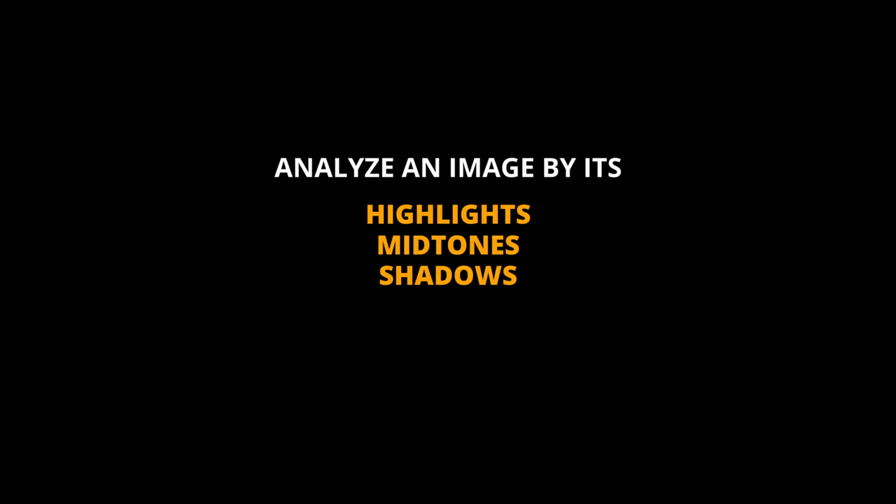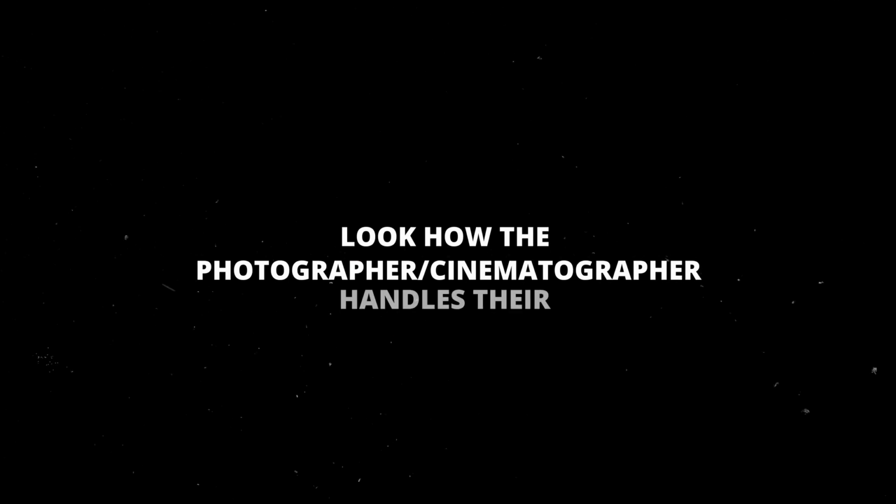I know that this was a lot to digest, so let's do a quick recap. You can quickly analyze an image based off of its highlights, midtones, and shadows. First, it's good to look at how the photographer or cinematographer is handling their lighting. And then second, you can go into seeing what the most dominant colors are within that image. Once you can determine those things, then you can start applying that into your own photos.